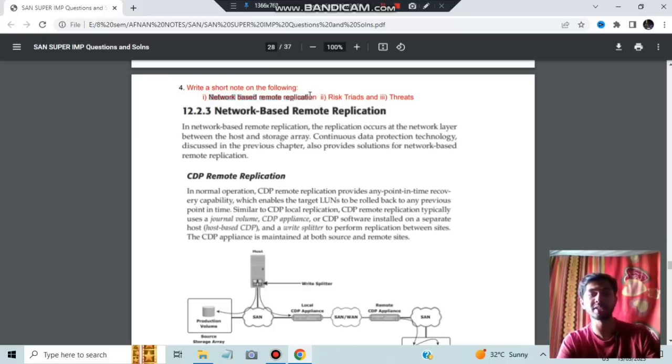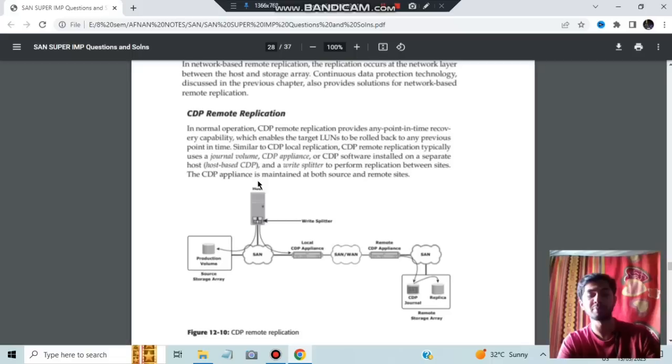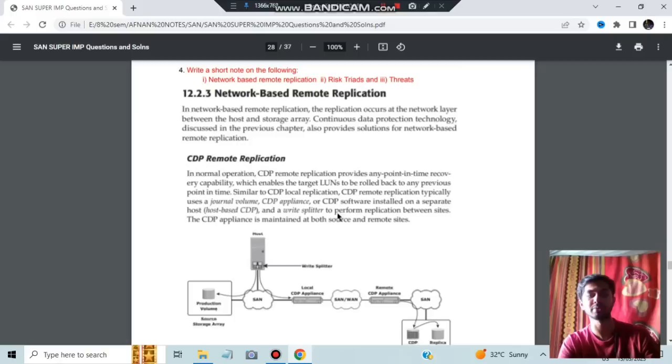And what is network-based remote replication? In remote replication, we have three types: host-based, storage-based, and network-based. They have asked about the network-based. In that, we store the data in some network remote location. CDP remote replication is the thing here, with the production volume, and here we use SAN and WAN, and the remote storage is here. Connections are here, we store the data, and we do the write and read. All those things which are valid in the previous topics of the storage array and the replicas are valid here as well, so you can write the same concepts here also.